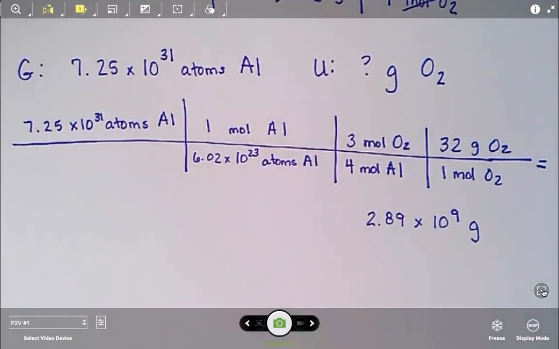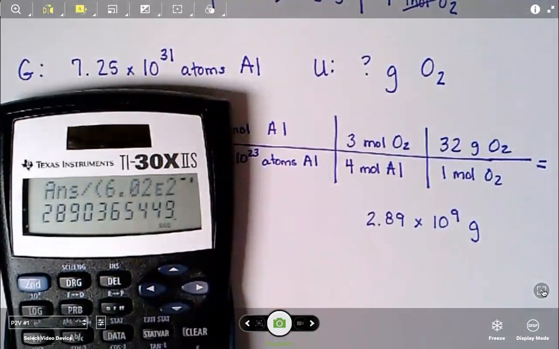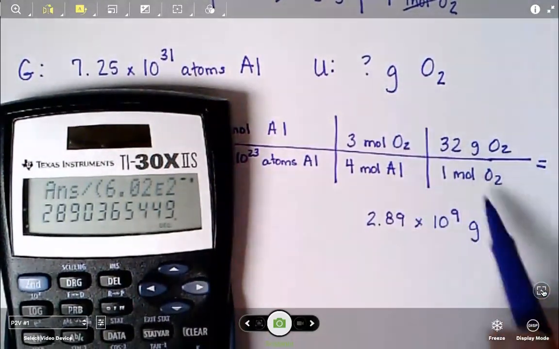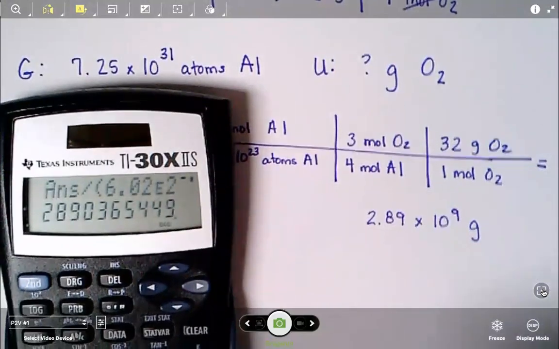All right, I put my work on the board. Some of you may have just gotten this really large number on your calculator. I made that in scientific notation because I don't like that number. I want mass, so I have to use molar mass. And there's two oxygens, one's 16, two is 32.